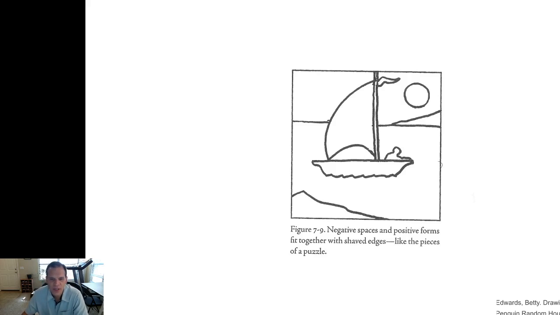Okay. So here we have an example of a line drawing, and the reason I wanted to show you this drawing was that Miss Edwards makes a great point here about how we can use the knowledge of lines and what lines do to help us in depicting a drawing or making a drawing. So we see here the figures, it states that negative spaces and positive forms fit together with shared edges like the pieces of a puzzle.